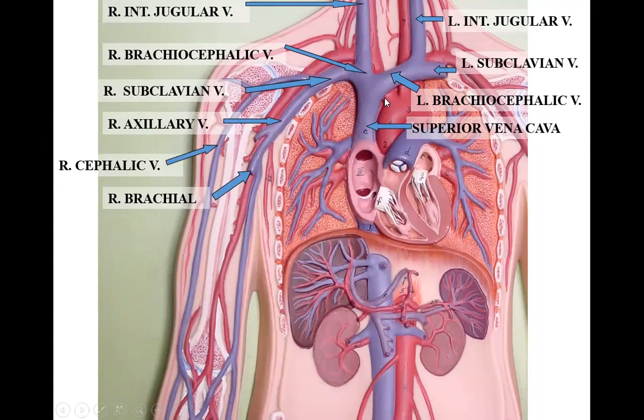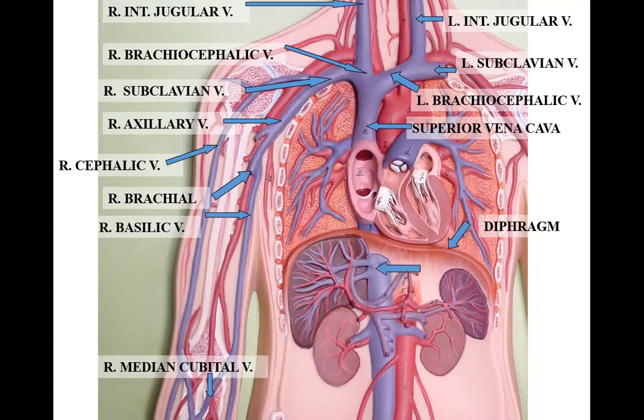The outside here is called the cephalic vein, and we have the basilic vein, median cubital vein, diaphragm. Oh, the diaphragm, they spelled it wrong. I just noticed that for the first time ever, the diaphragm is spelled wrong. Yeah. It's not the first mistake we found in these things.